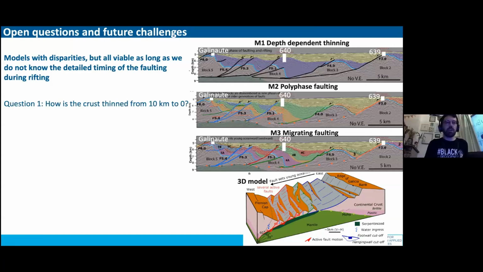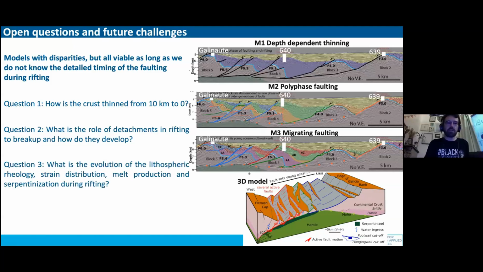The first question, how is the crust thinned from 10 kilometers to 0? Second question, what is the role of detachments in rifting to break up and how do they develop? And third question, what is the evolution of the lithospheric rheology, strain distribution, melt production, and serpentinization during rifting?